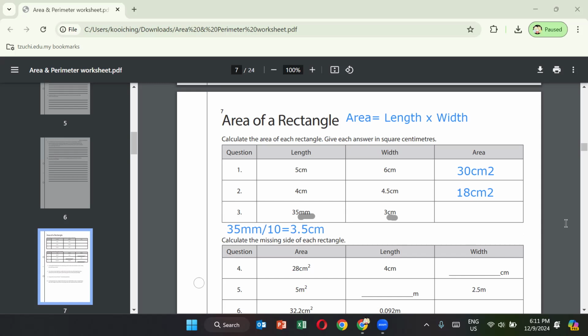So now that we have converted into the same unit, we will be multiplying them. So 3.5 cm times 3 will be equal to 10.5 cm square.